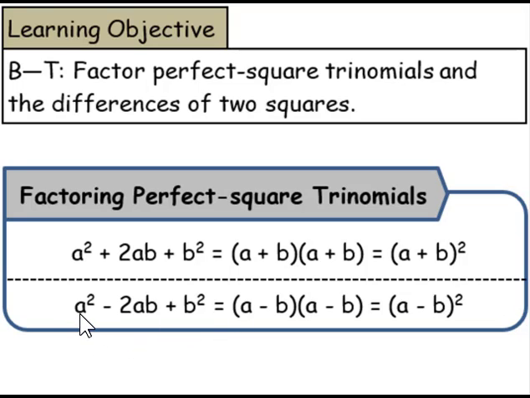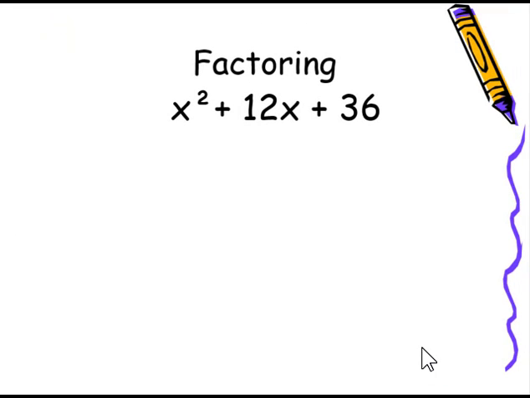When we have them in the form of a squared minus 2ab plus b squared, again, we will be showing no work, going straight to answer. So let's take a look at one of the examples. We have x squared plus 12x plus 36.